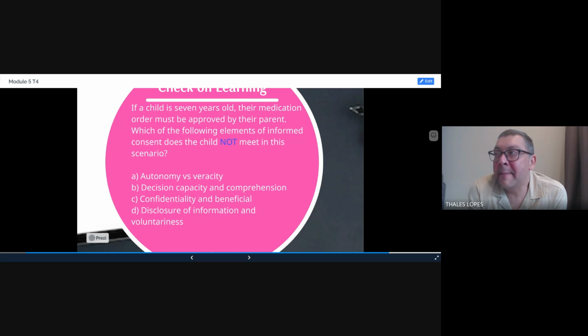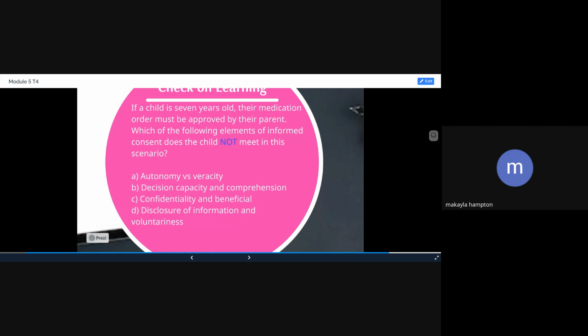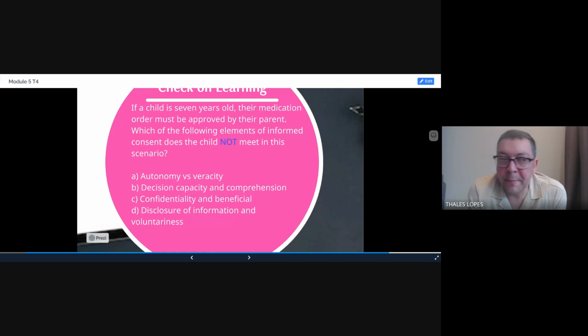What are the elements you should be thinking that I need for an informed consent, and which one is this child not meeting? So we're working through the question rather than picking an answer that sounds good. So is a 5 years old, does he have autonomy versus veracity? No. Okay, so this kind of doesn't meet. Okay, so we can put an interrogation mark, it is not a strong answer. Would you agree?